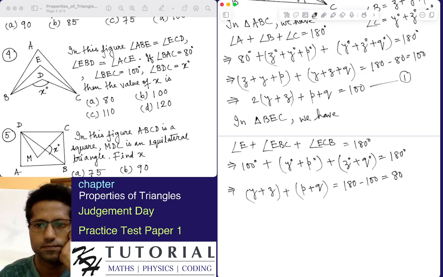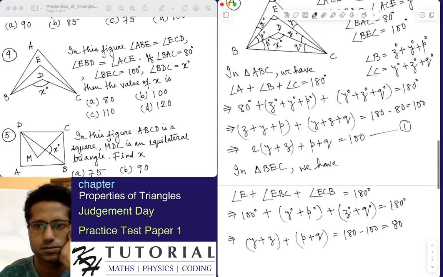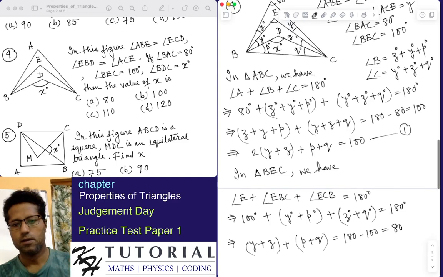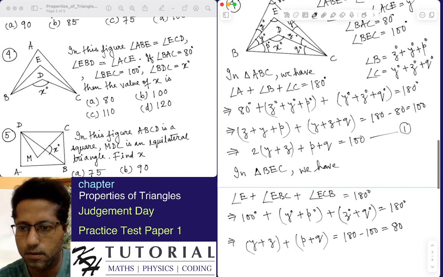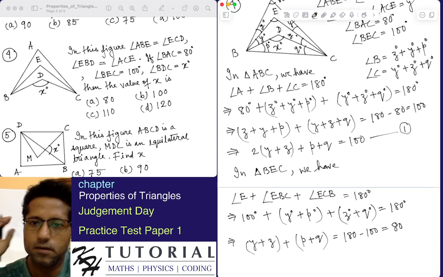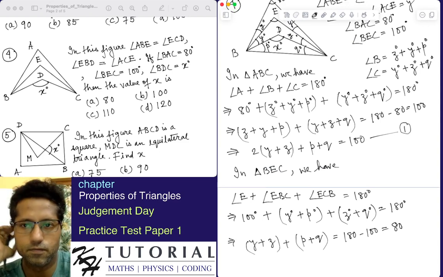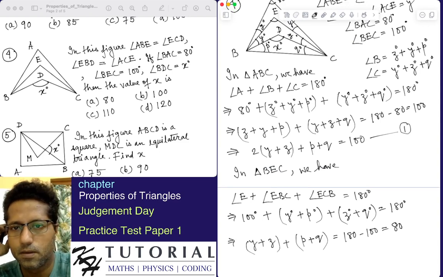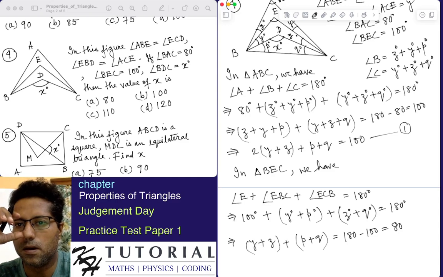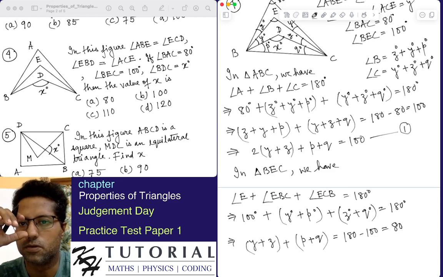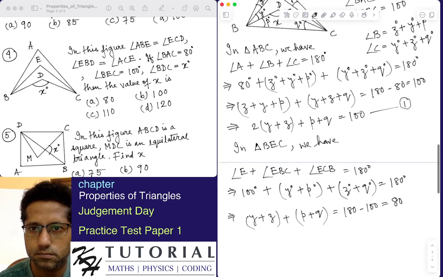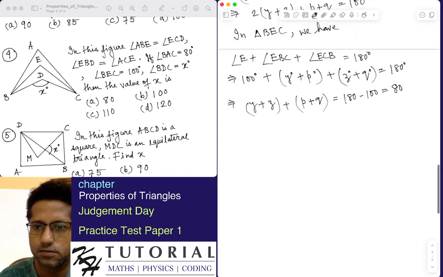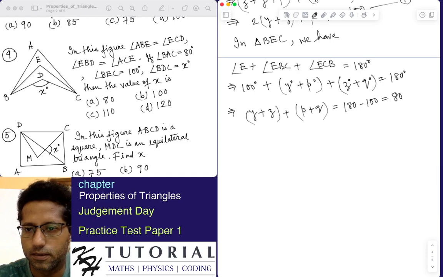Y plus Z. Now what will be X? X will be, also we know that X will be 180 minus P minus Q, because we know that in triangle BDC, P plus X plus Q should be equal to 180 degree. Now we have to find X. Okay, we have this, fine, let this be equation 2.